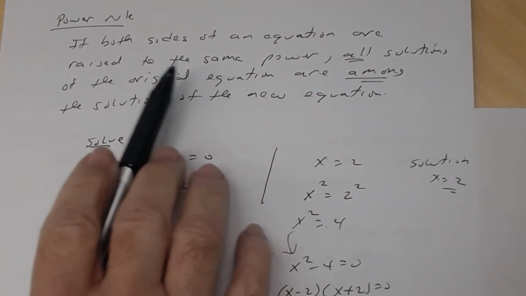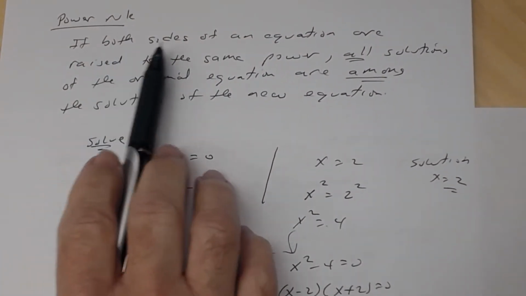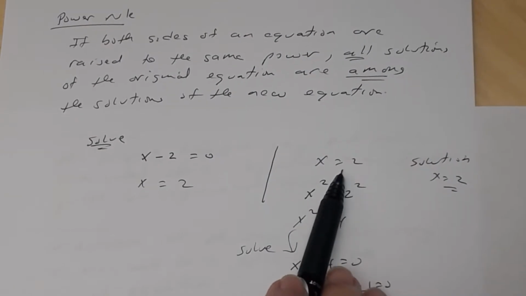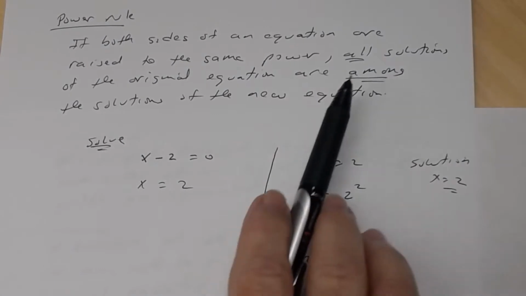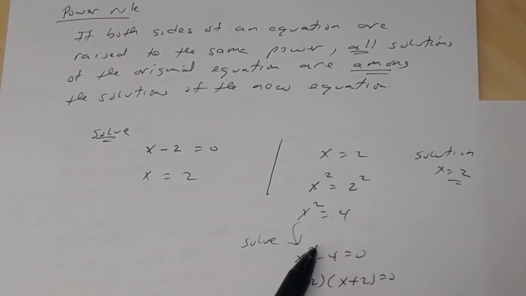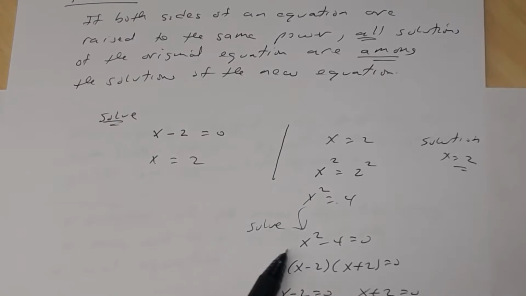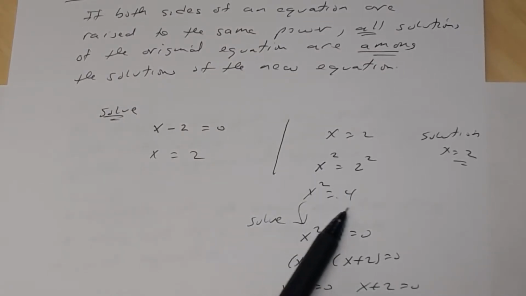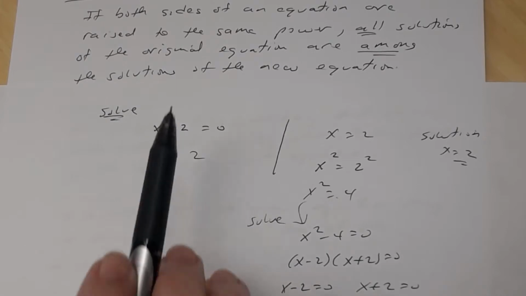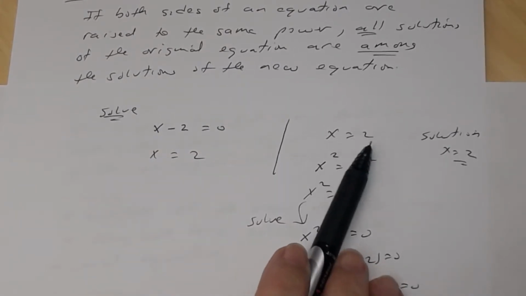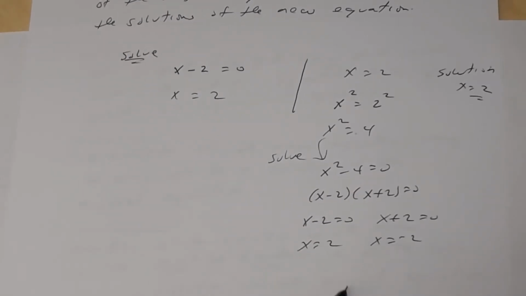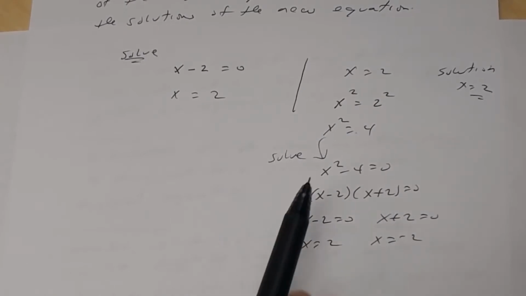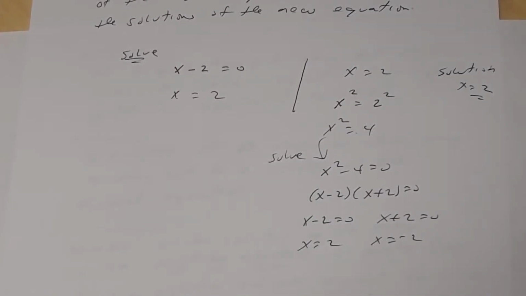So what this said is this, and I'm going to explain this again. The only solution to this equation is 2, because that's what it says, x equals 2. But if I raise both sides to a power, like I did here, I got this new equation. What this is saying is that the solutions here will be among the solutions here. And it is, because look, x equals 2, and we got the solution x equals 2 here. Okay? All right, so keep that in mind for right now. We're going to go further with this discussion.